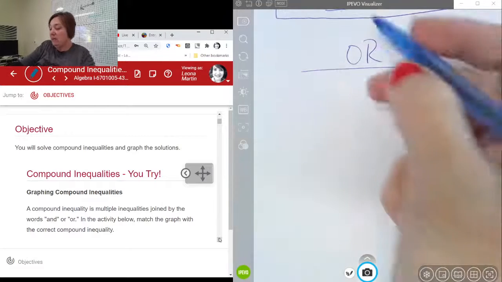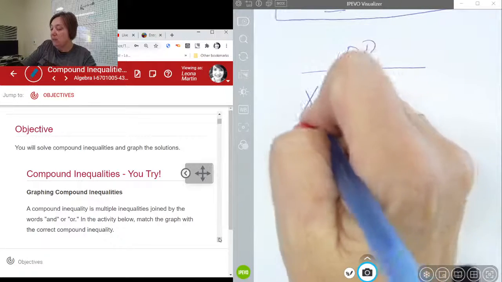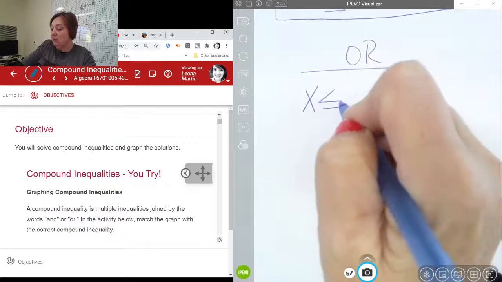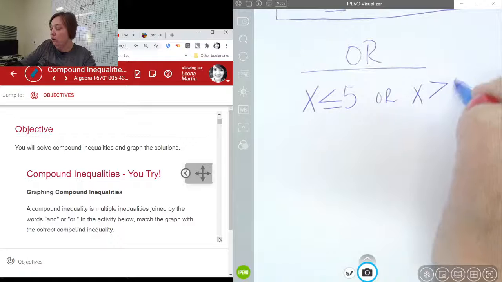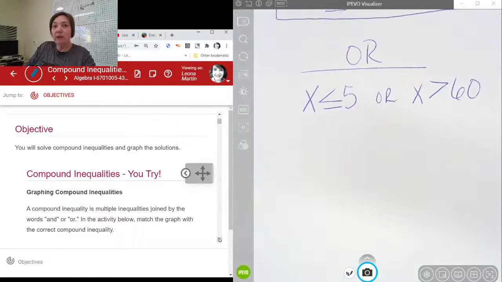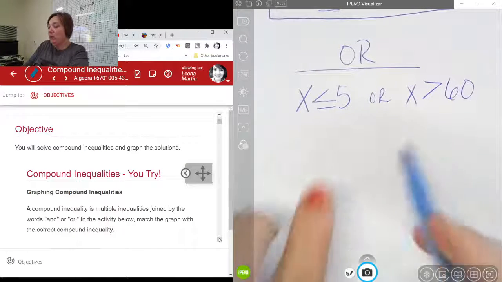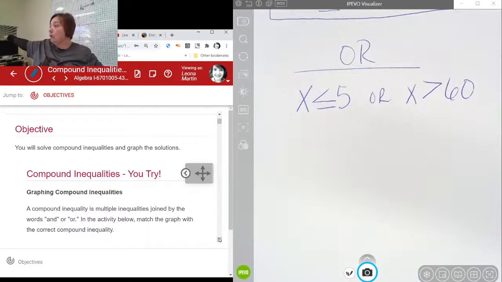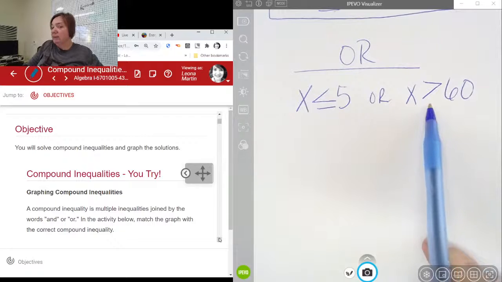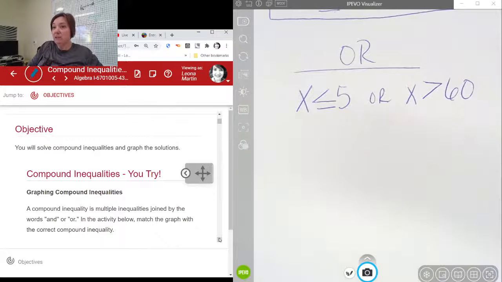So let's say they say, well, you get a discount if you're less than or equal to 5 or if you're over 60, right? So that means the people who get the discount are the ones that are 5 and younger or the ones who are over 60. Does a 60-year-old get a discount based on this? No, they don't. Why not? It's not equal to, right? You have to be over 60 to get a discount.